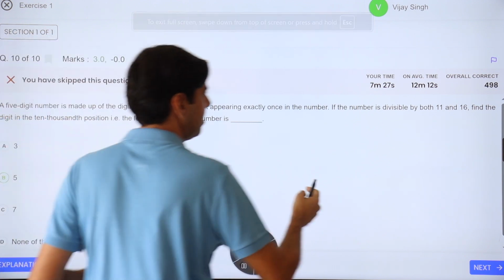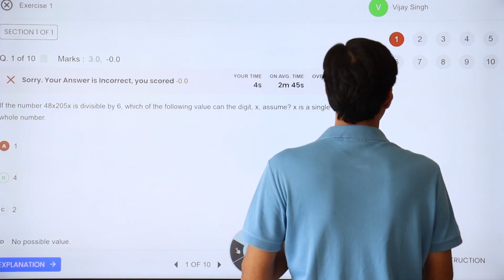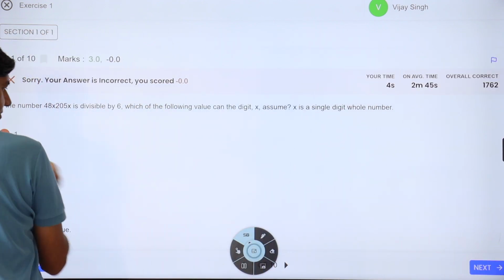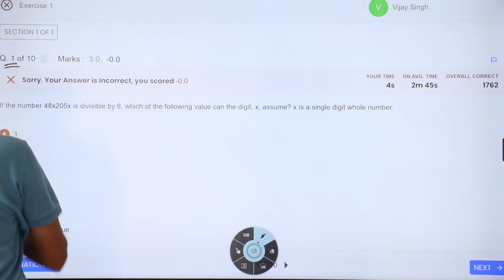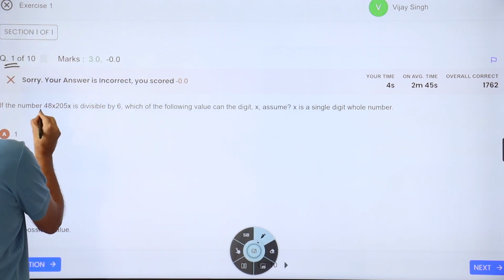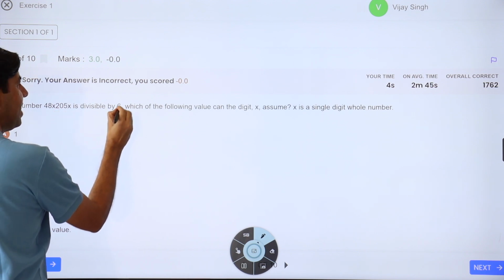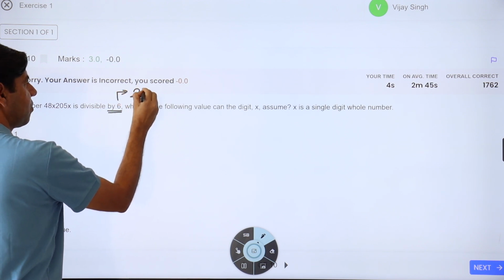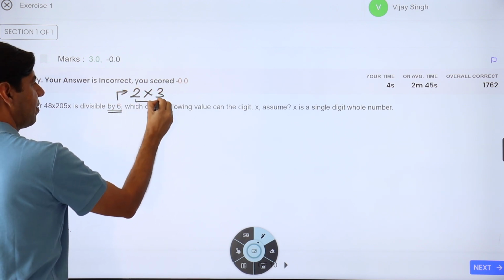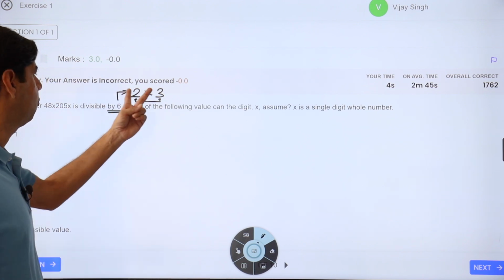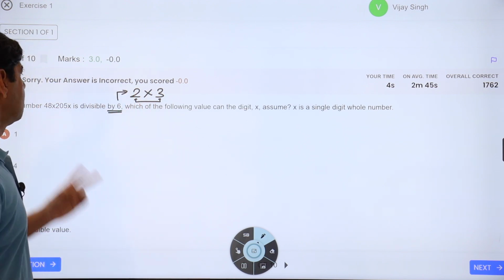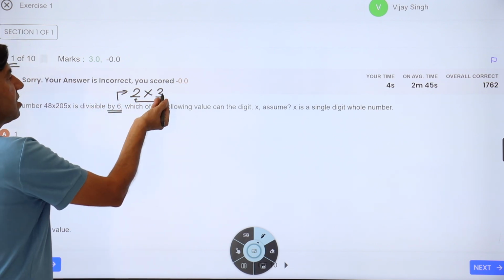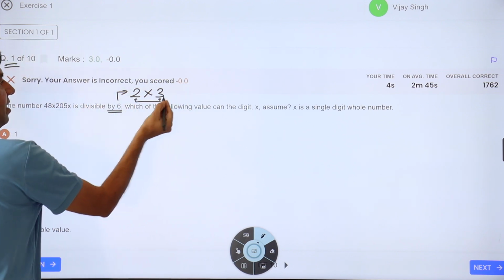Okay, so let's see. This is question number 10. Let me start with question number 1. If this number is divisible by 6, now 6 in your mind should first be broken as 2 into 3. Both are co-prime, there are no common factors, and we know the rules for both 2 and 3. So for this number to be divisible, it should be divisible by 2 as well as 3. It's useful to start with larger rules. So let me start with 3, the sum of digits.